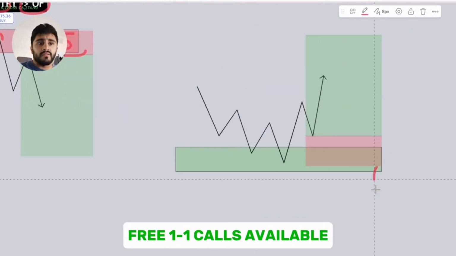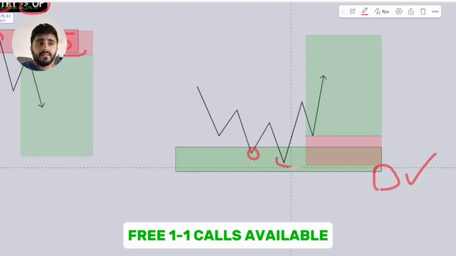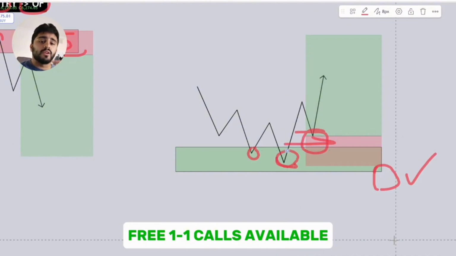So a demand area, if I label this D, you're looking for the same things. You're looking for a key level, that's number one. You're looking for an entry inside of this key level, and you're confirming everything with the order flow. So the reason you want to be buying here and buying here is because you're seeing a demand in the price. You are seeing buyers in control.